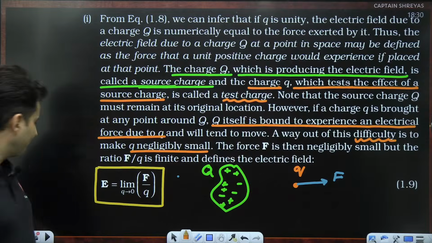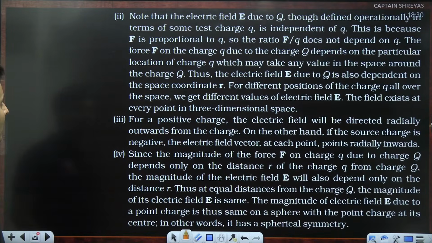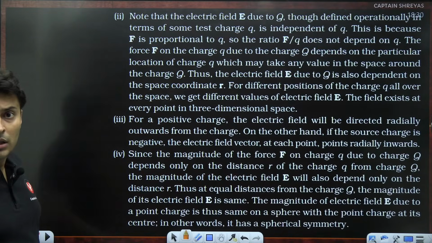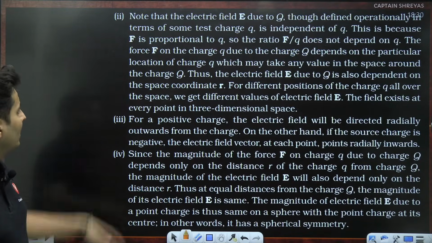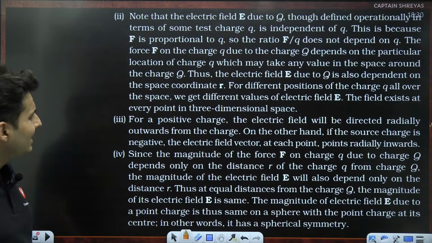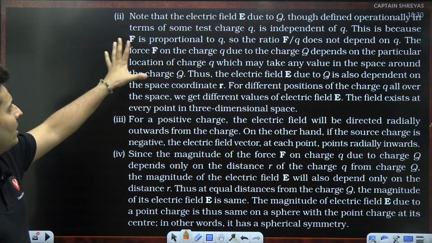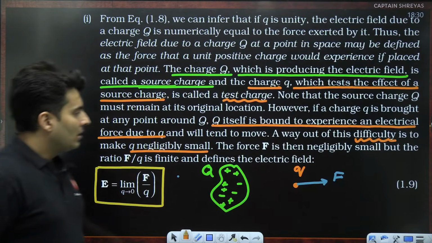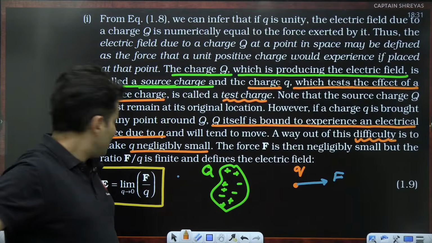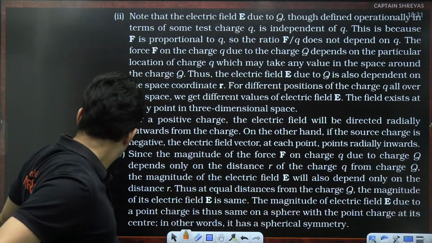Awesome. Now, till this point, if it is clear, there are some more points which are mentioned. Let's go through it one by one. Even though the field is defined in terms of test charge, it is independent of Q. This is because F is proportional to Q. So yeah, listen to what they mention in this particular point number 2.